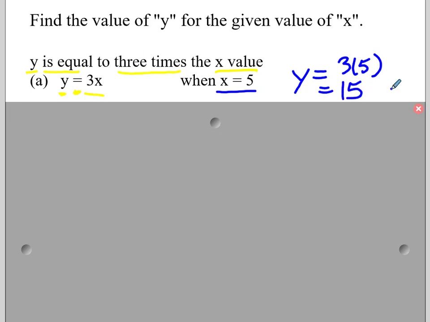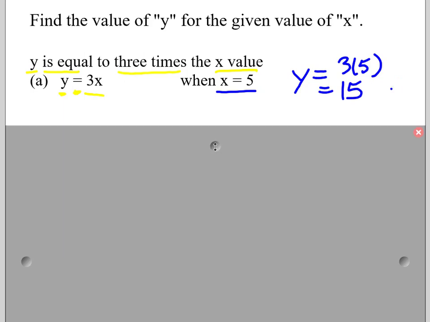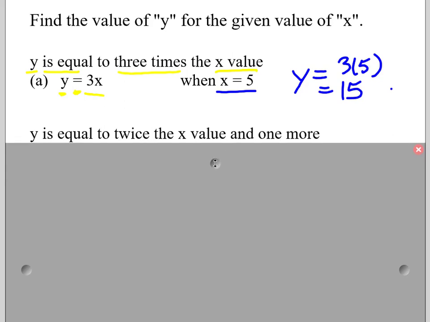And then you reread the statement. Y is equal to 3 times the x value, so y is equal to 15 when x is equal to 5. Okay, so let's try one or two more here. Make sure we can kind of map out some of the key words. Y is equal to twice the x value and one more.